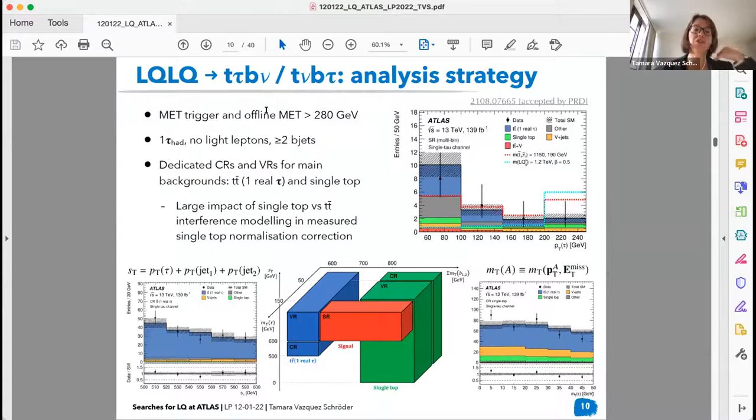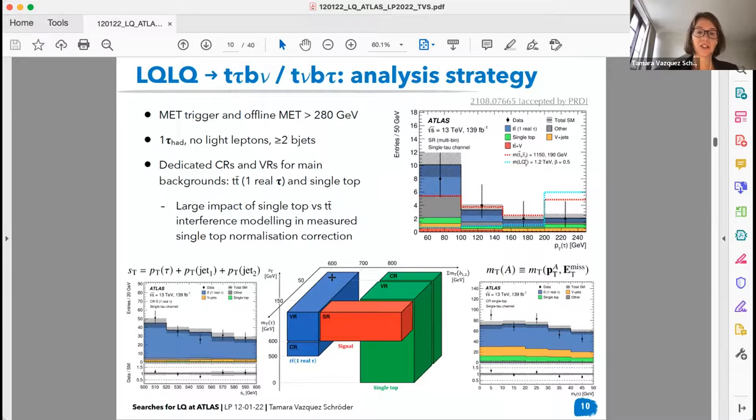Moving now to the B equals 0.5 optimized analysis. So looking at top tau b nu or top nu b tau. Here we exploit the presence of the neutrino in the final state. So we select events with a missing transverse energy trigger, and we also set a quite large cut on the offline missing transverse energy. We require one hadronically decaying tau, no light leptons, and at least two b-jets. And as you see in this nice diagram here at the bottom, aside from the signal region, we also have dedicated control regions and validation regions to control the two main backgrounds, which are tt̄ with one real tau and a single top over here.